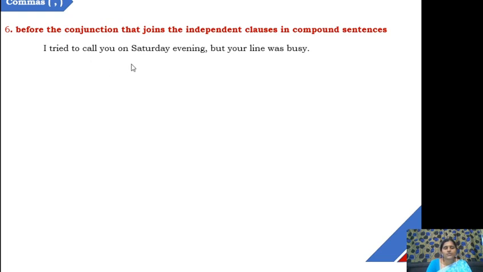See here, I tried to call you on Saturday evening, but your line was busy. So this is an independent clause, I tried to call you on Saturday evening. And then, your line was busy. We are connecting these two clauses using a conjunction, and before this conjunction, we place a comma. So we have to place a comma before the conjunction that joins the independent clauses in a compound sentence.